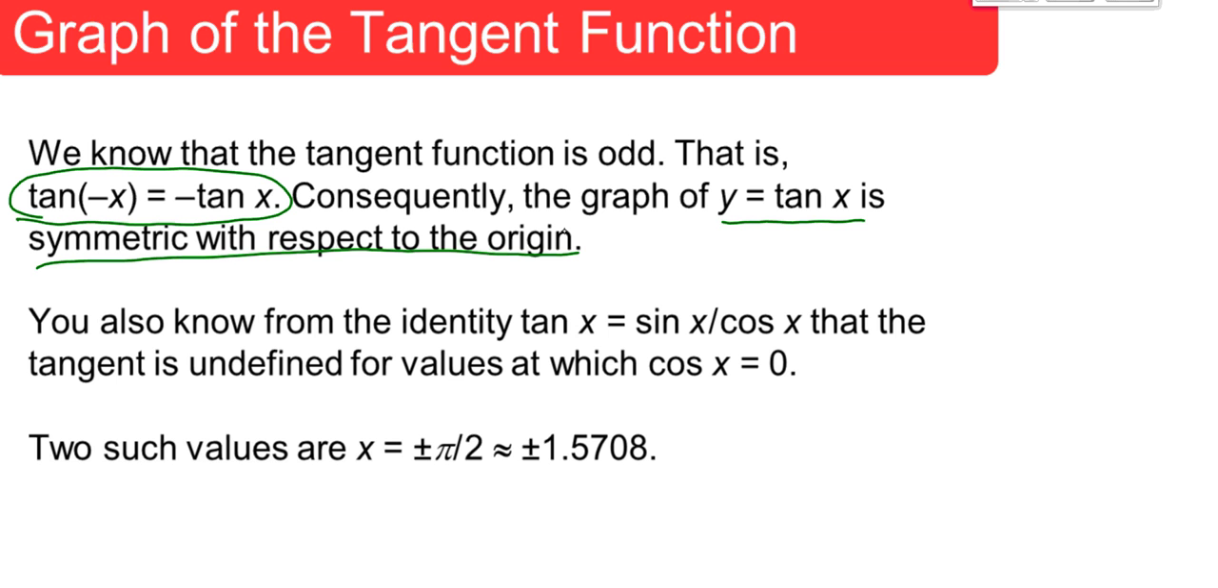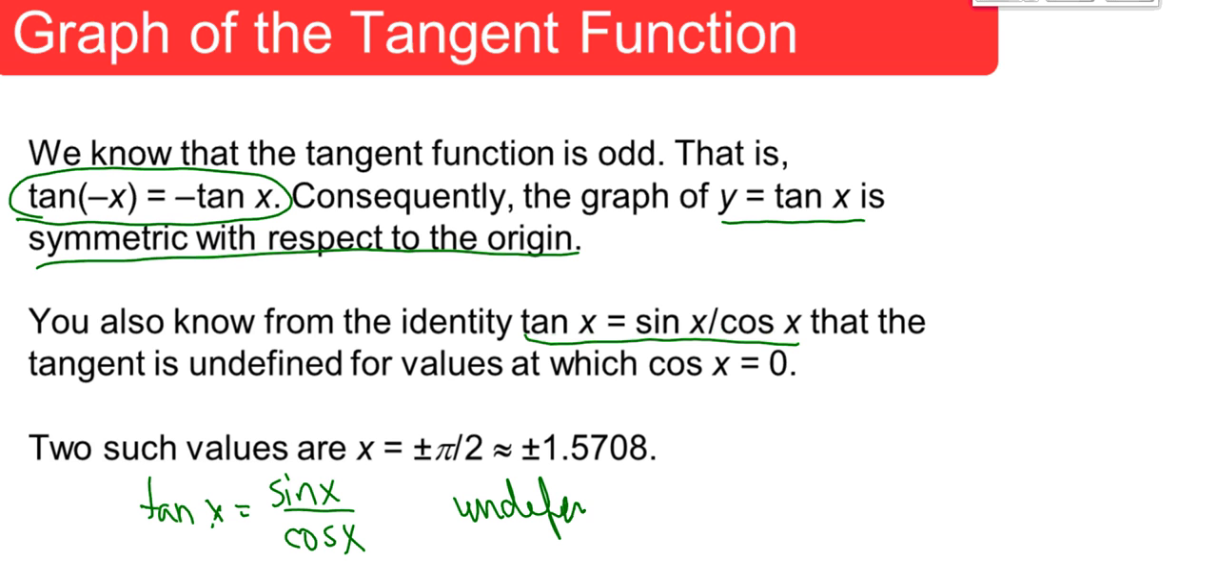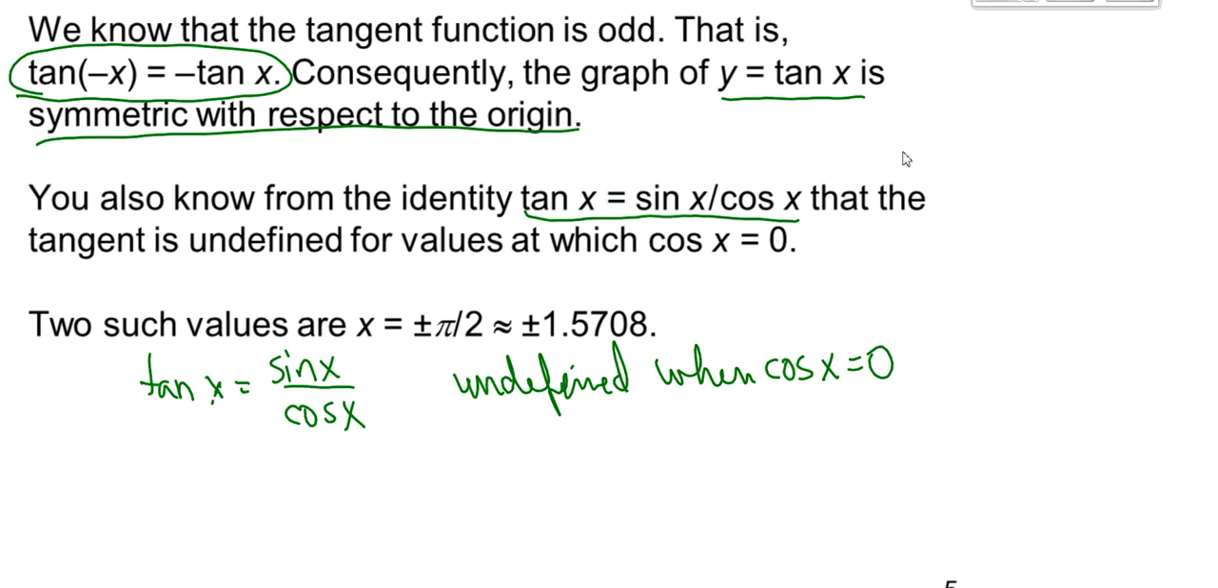And we also know that tangent x is equal to sine x over cosine x. I'm actually just going to write that here: tangent x equals sine x over cosine x. Because of that, it is undefined when the cosine of x is equal to 0. And when does that happen? That happens when x is equal to negative pi over 2, and then pi over 2, and then 3 pi over 2, and increments of that.